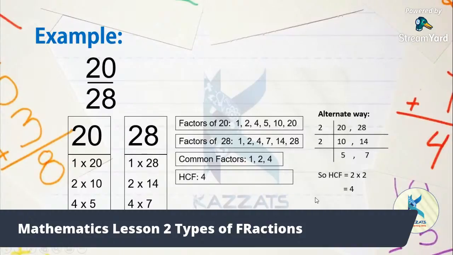Those who know it can easily understand by the written example. Otherwise, I'll have a separate class for this. And as we know, the HCF of 20 and 28 is 4. So we will just divide both 20 and 28 by 4 and we will get the answer, that is 5 over 7.